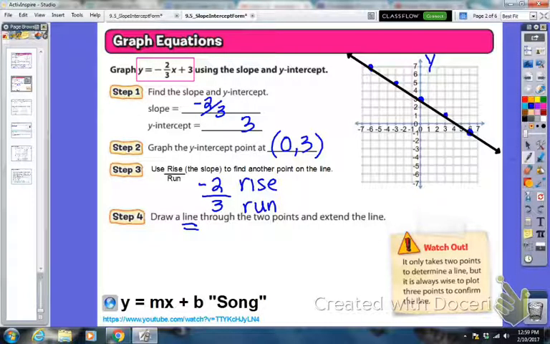And down below, in class we watched a YouTube video of a song that talks about these steps of graphing the line. So you can go to that YouTube channel again and watch that song if you wish. I will also post it on the Google Classroom so you can watch it again.